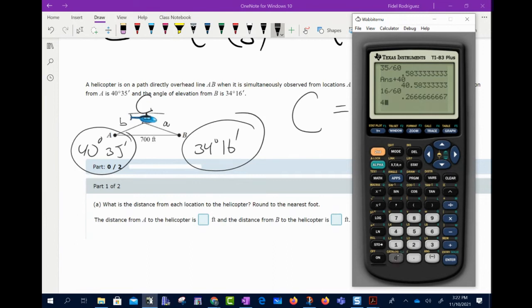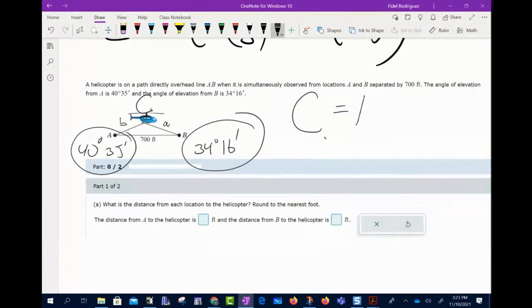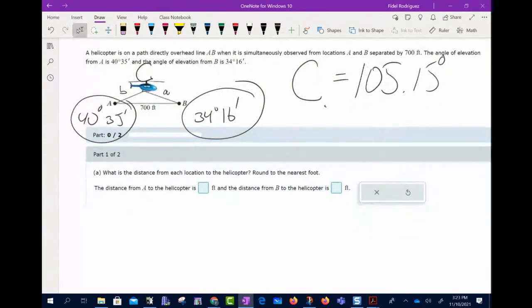So the first angle is going to be something like 40.58. I'll go to 4 decimal places, plus 34.2123 decimal places, okay? And so 180 minus that is 105.15 degrees. Okay, so this is 105.15 degrees. Now that we have that, say we want to find the value of little a.